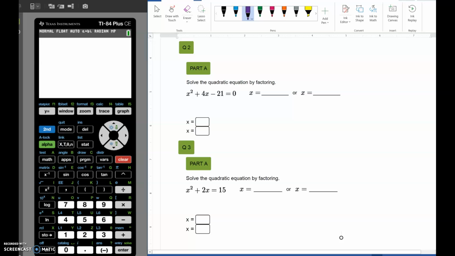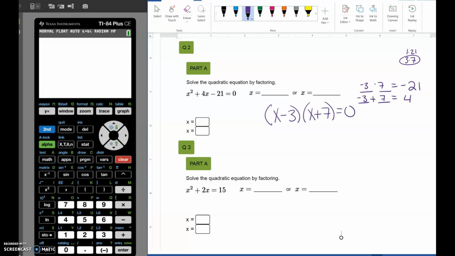On question 2, another solve the equation by factoring. So we need to think about two numbers that multiply to give us negative 21 and add up to 4. So we've got 1 times 21, 3 times 7. We can get 4 using 3 and 7, if it's a negative 3 and a positive 7. So the factored form is x minus 3, x plus 7, and that means our solutions are positive 3 and negative 7.